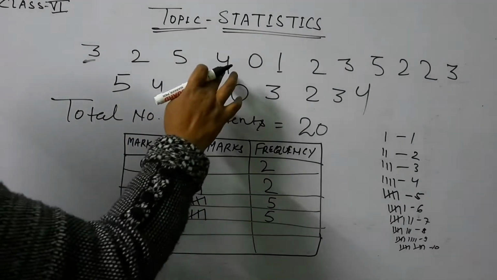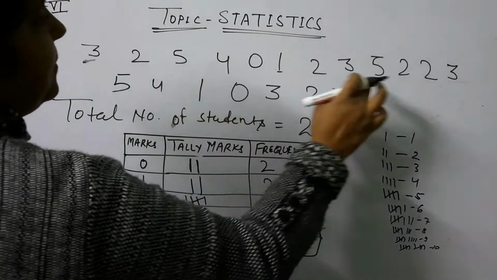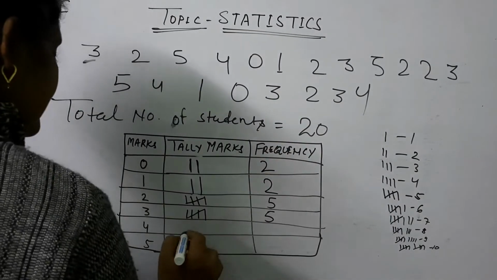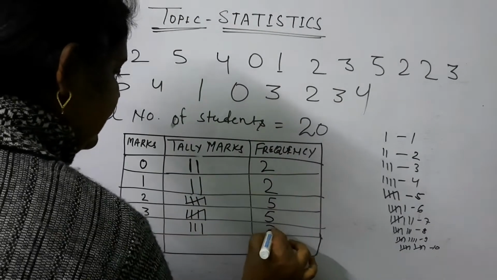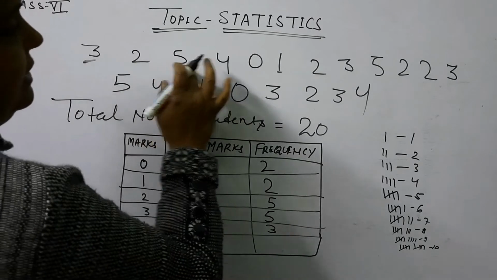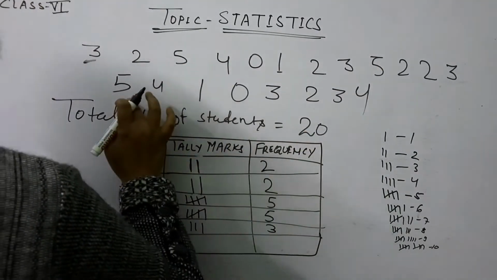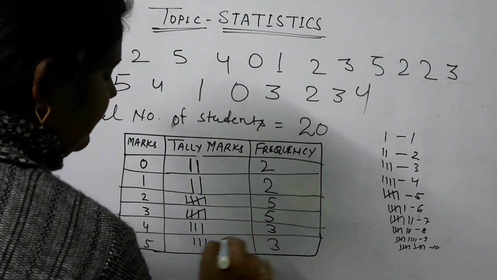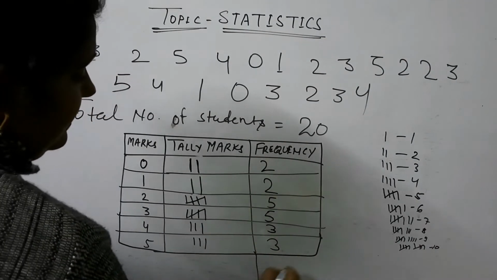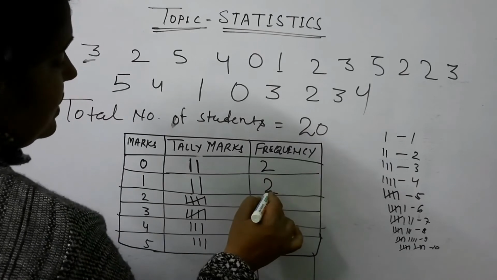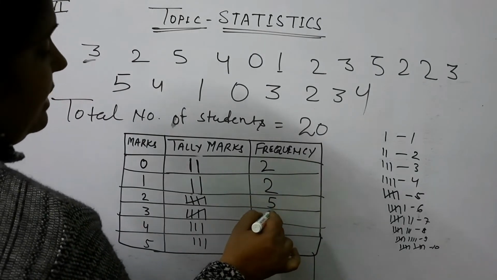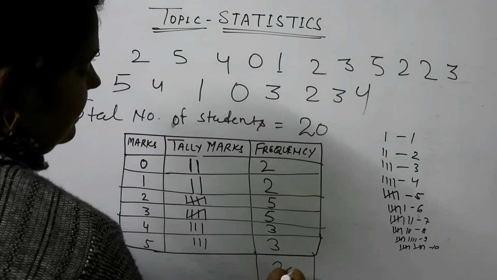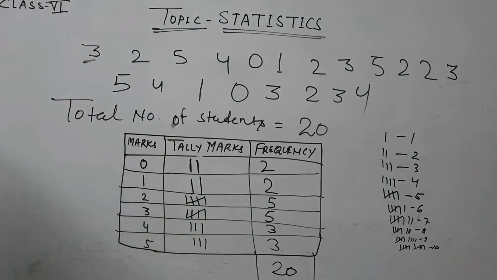Next one is 4. How many 4s are here? 1, 2, 3. Right, here 3. And how many 5s are here? 1, 2, 3. Here the frequency is 3. Add these numbers. This would be 20. 2 plus 2, 4 plus 5, 9 plus 5, 14 plus 3, 17 plus 3, 20. This number is 20. This is the way.